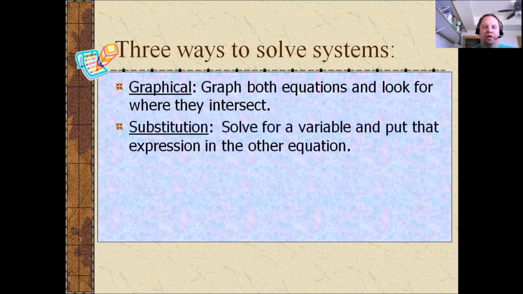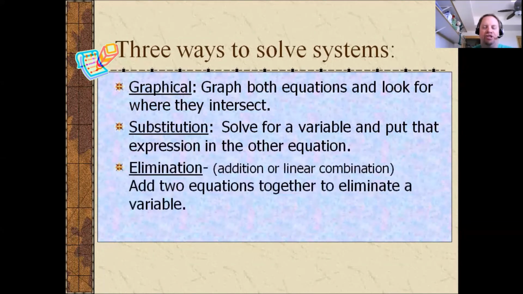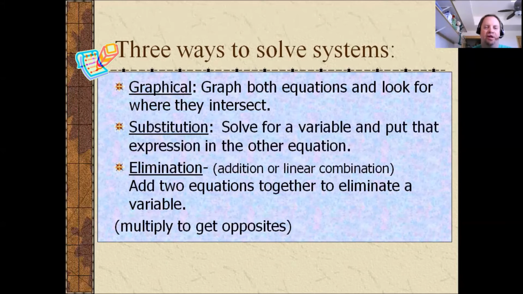The two methods that we're going to talk about in this section are substitution, where we solve for a variable and put that expression back into the other equation, and elimination, or some books will call this the addition or linear combination method. This is where we add two equations together to eliminate a variable. Sometimes we have to multiply to get opposites. As we go through the next couple of examples, I'll show you how each of these methods of solving a system of equations can work.